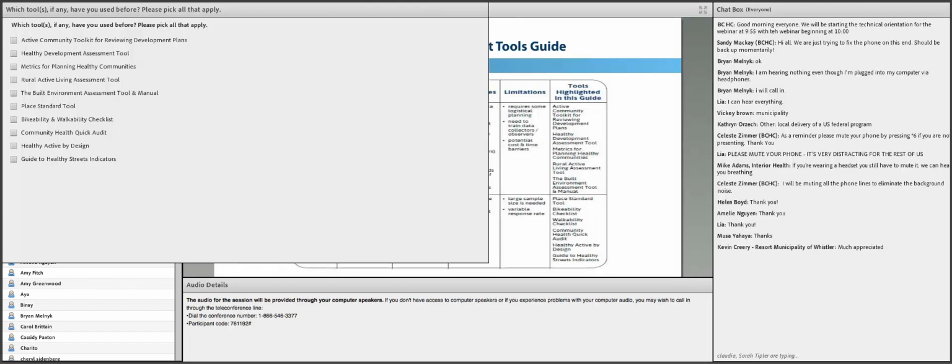Just as a reminder, everyone, if you are not currently presenting, so if you're not Sami, please mute your phone using the mute button or *6.